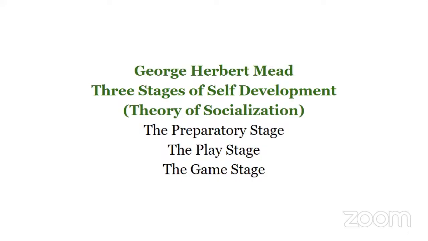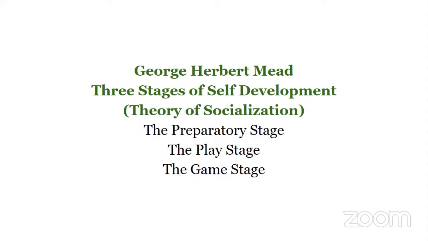Okay, so these are the three stages. The preparatory stage, which we can also call the imitating stage, then the play stage, and the final stage is the game stage. In this preparatory stage, children imitate the behaviors of others like parents and other family members around them. But they don't know the meaning of their actions; they are simply mimicking the actions which they are observing.